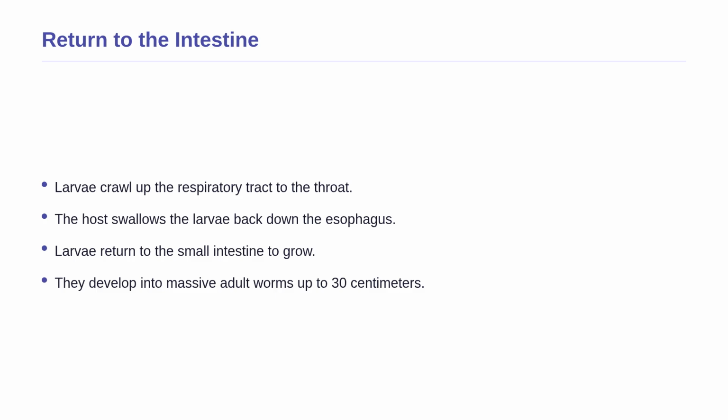After breaking into the alveoli, the larvae are ready for their final destination. They literally crawl up the respiratory tract, moving from the lungs all the way up to the throat. This movement often irritates the throat, causing the host to cough and then swallow. By being swallowed, the larvae travel back down the esophagus and return to the small intestine. Here, they finally settle down and grow into massive adult worms, which can reach up to 30 centimeters in length, ready to reproduce and start the cycle all over again.